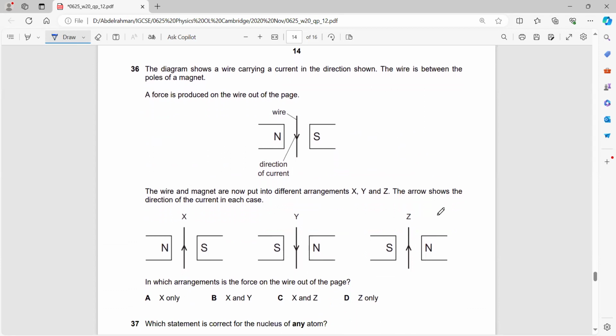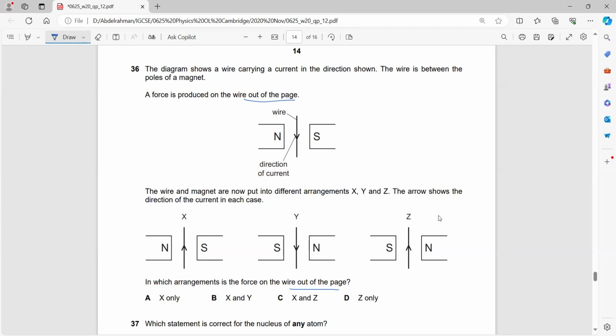Okay, we have a wire carrying a current and a magnetic field. The wire and the magnet are put in different arrangements. Which arrangement would the force be out of the page? Initially, the force is out of the page. A force is produced on the wire out of the page. Now the wire is moving out of the page.